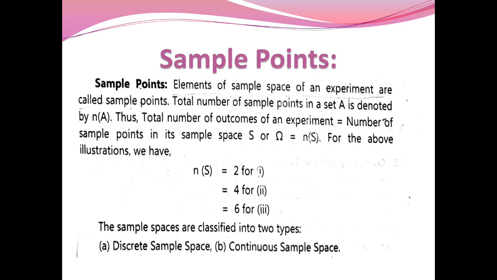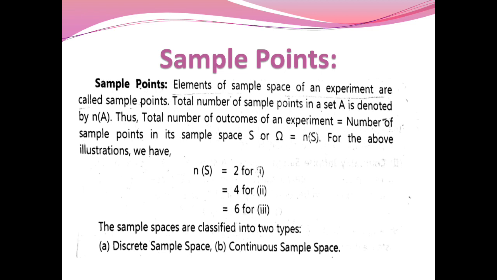Now, next point is sample points. The elements of the sample space of an experiment are called sample points. The total number of sample points in a set A is denoted by n of A. Thus, the total number of outcomes of an experiment is equal to the number of sample points in its sample space S or omega. It is denoted by n of S.